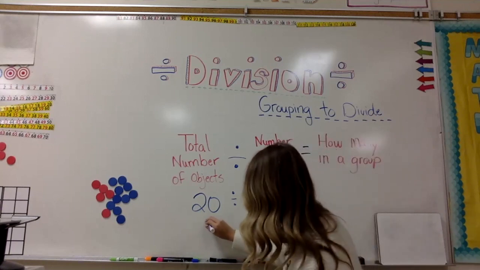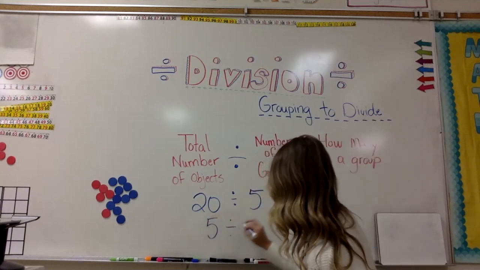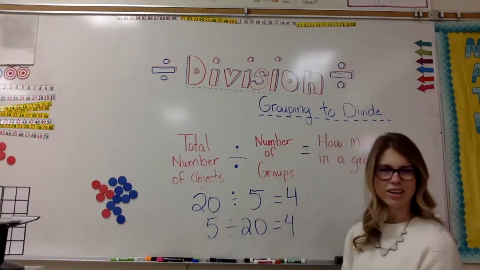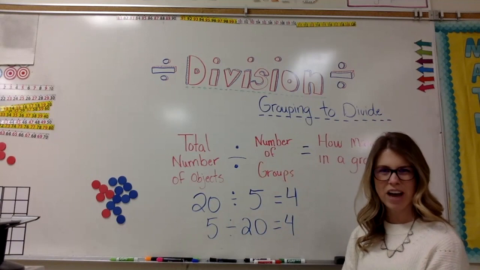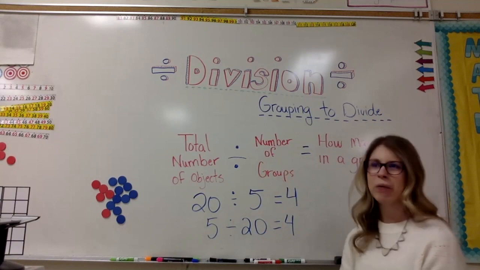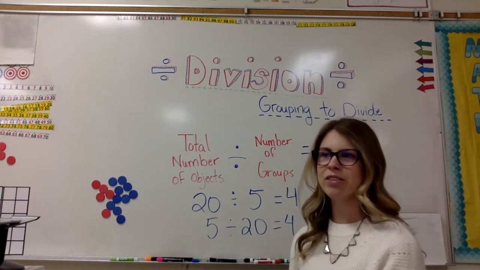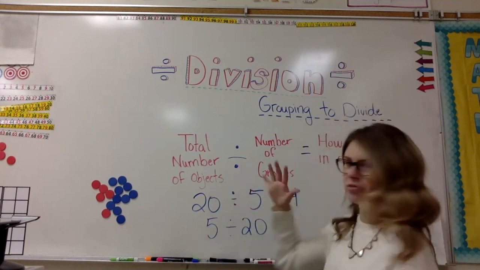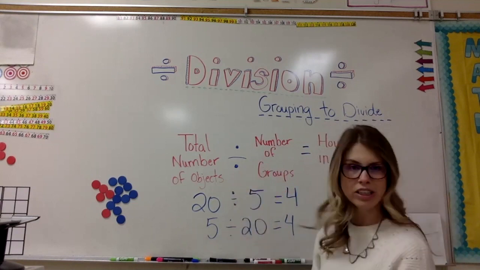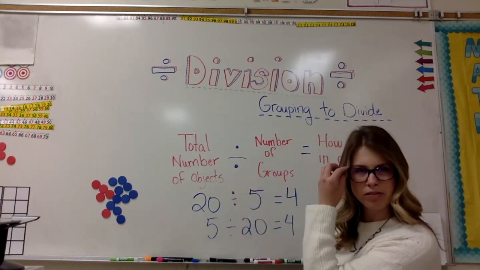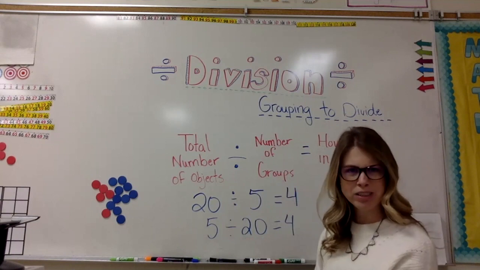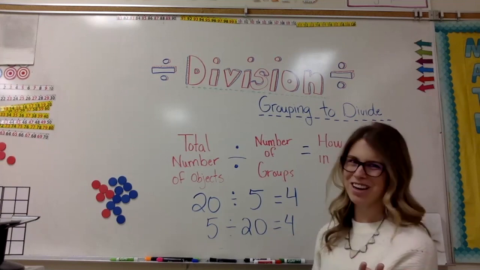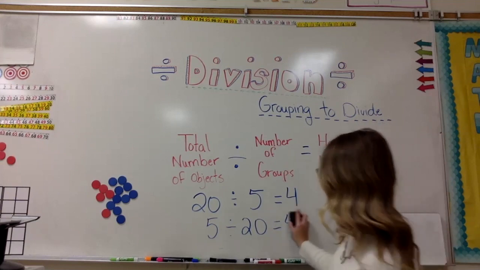Remember how with multiplication we could switch these two and still get the same number? Well, let's try this. I'll switch it. Does that make sense? 5 divided by 20 equals 4? Well, let's think about it. If I have 5 Timbits and I want to put those 5 Timbits into 20 groups, can I do that? Can I put the 5 Timbits into 20 kids' mouths? No. So you can't just switch that.